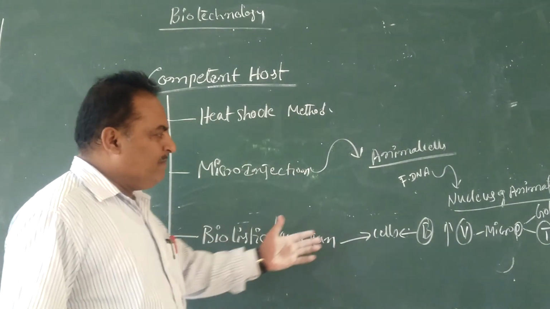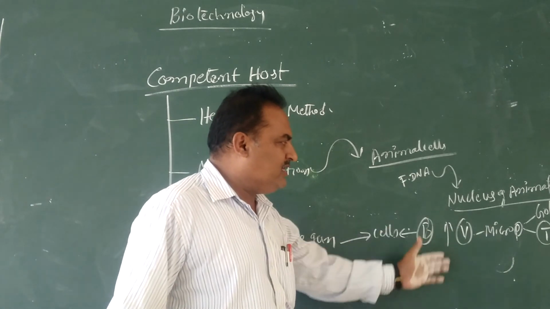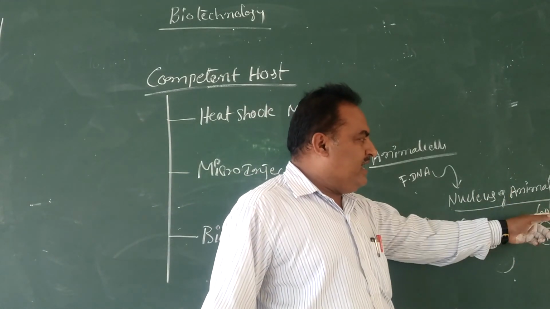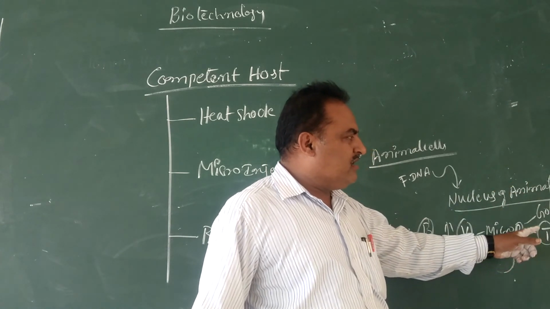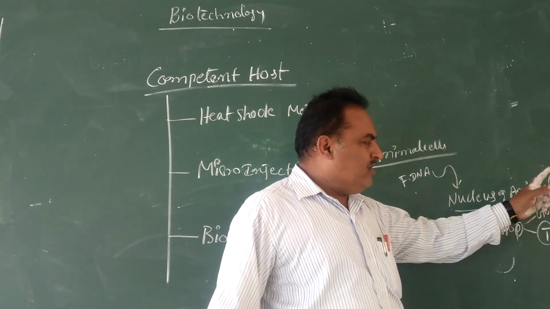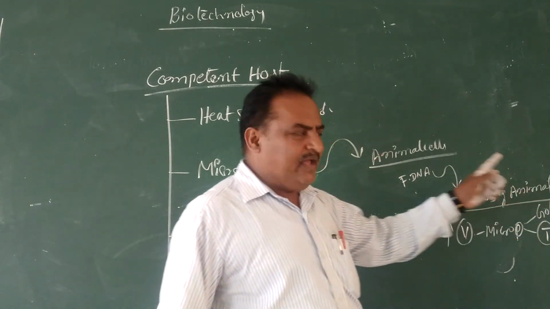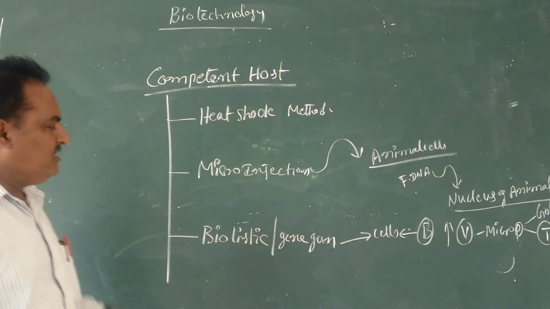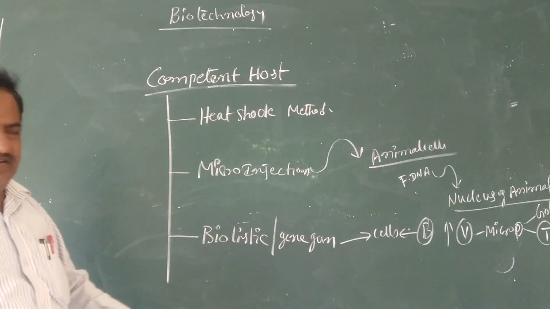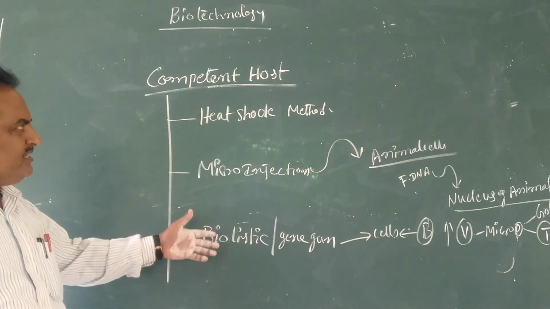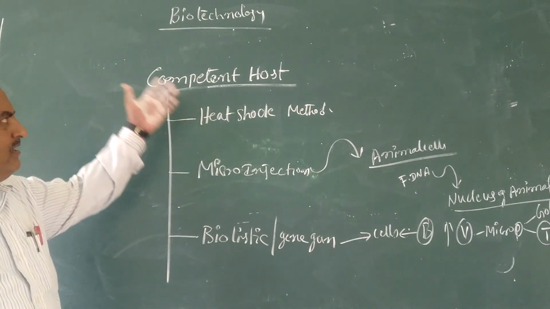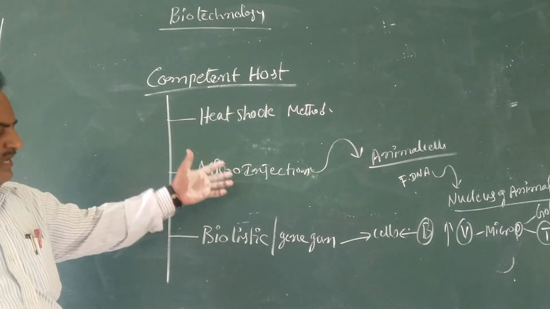In this method, the cells are bombarded with high velocity microparticles like gold and tungsten coated with rDNA in plant cells. That is called the biolistic method or gene gun technique. These are the three methods majorly involved in making competent hosts.